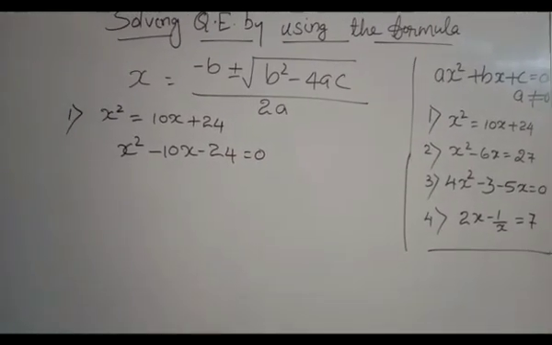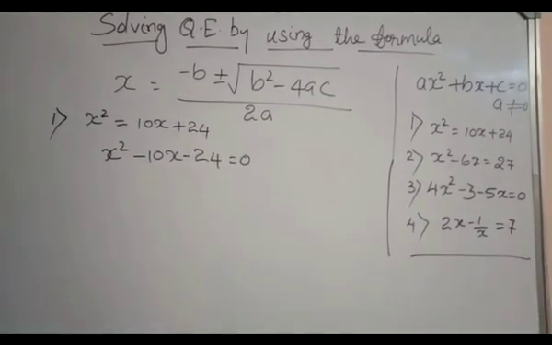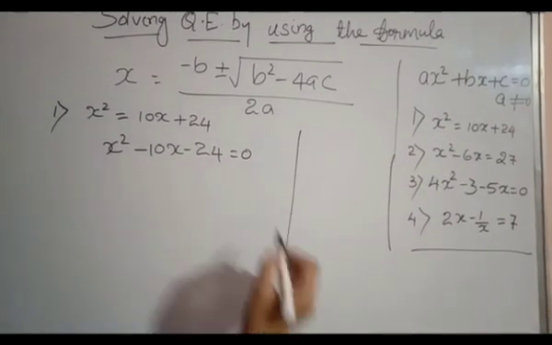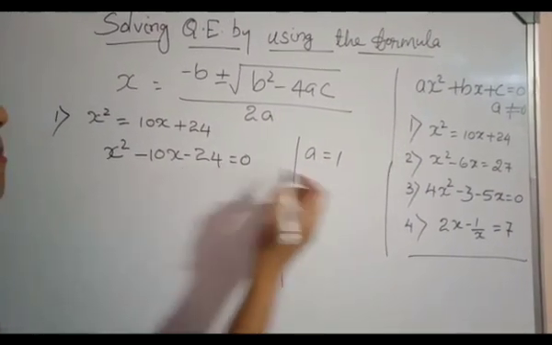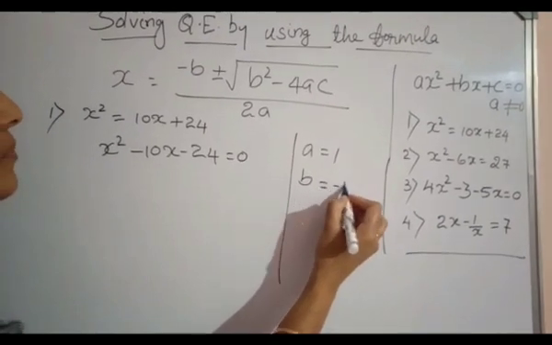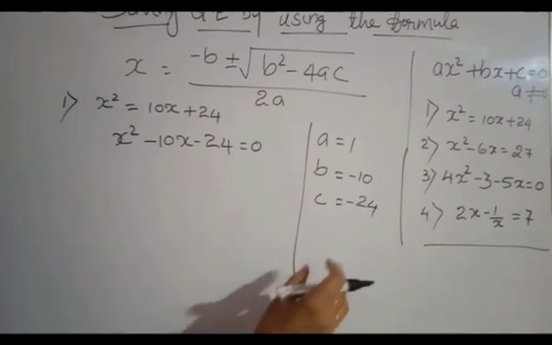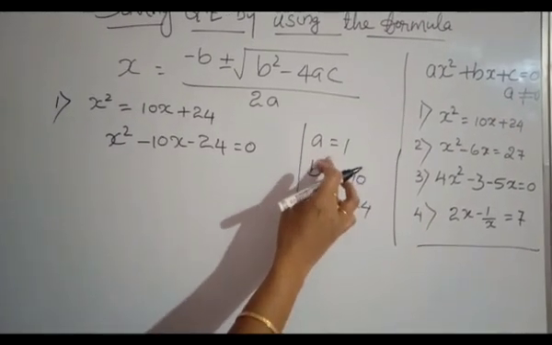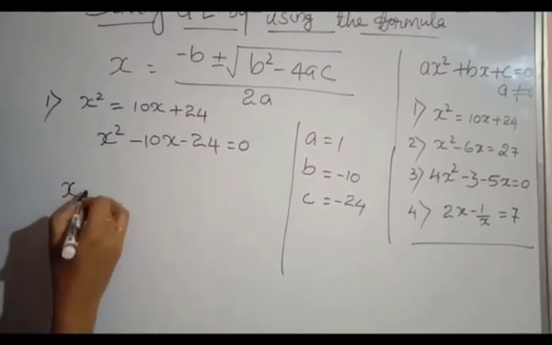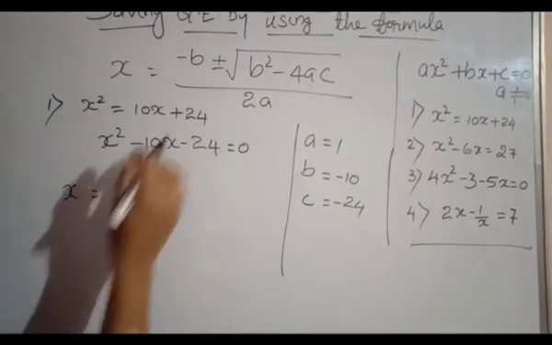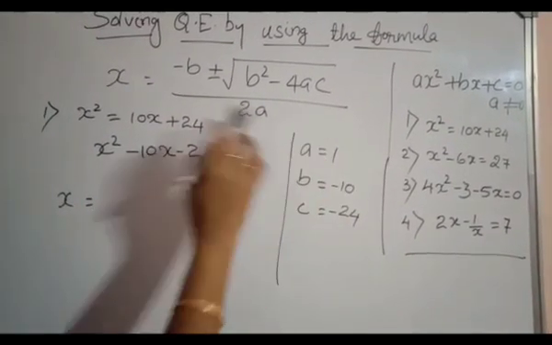The next is to compare the given equation with the standard form and find out the values of a, b and c. So what's the value of a here? It will be 1. A is equal to 1, b is equal to minus 10 and c is equal to minus 24. Now you need to substitute the values of a, b and c into the equation. X is equal to minus b plus or minus root of b square minus 4ac all divided by 2a.